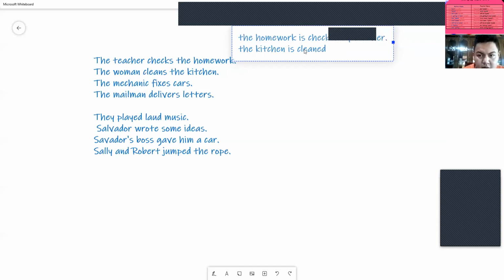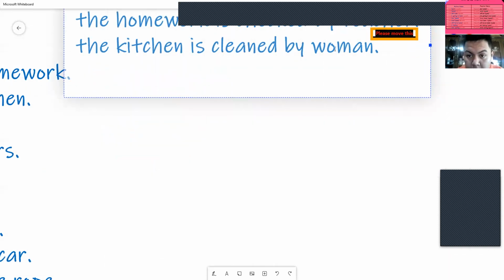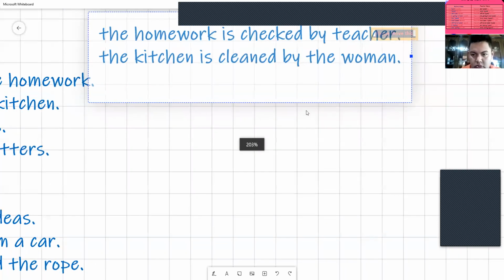Cleaned by woman. No, is woman, no? By the woman. By the woman. No, but by the woman. Te faltó el artículo. Ok. ¿Usted lo acercó o lo acerqué yo? No, you.